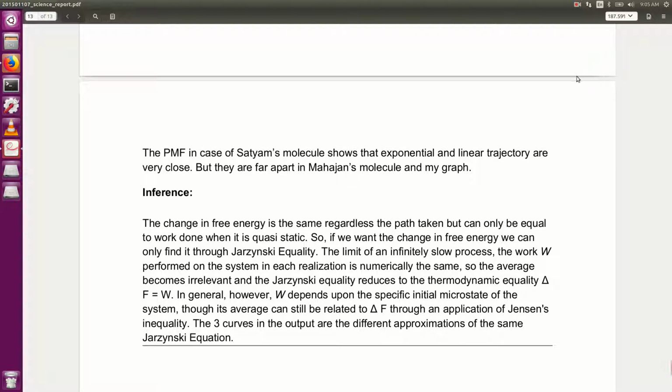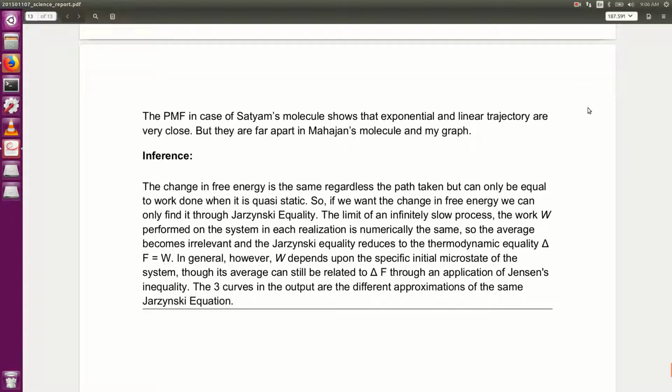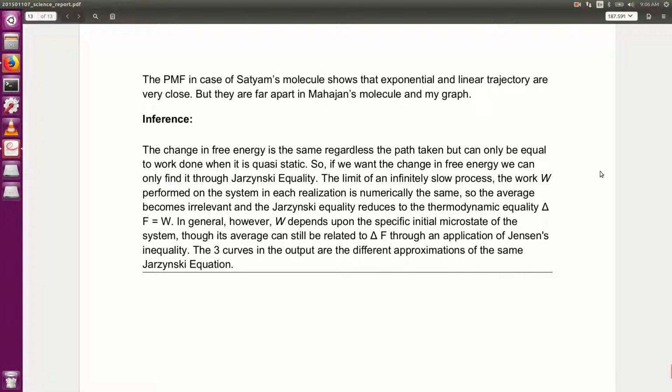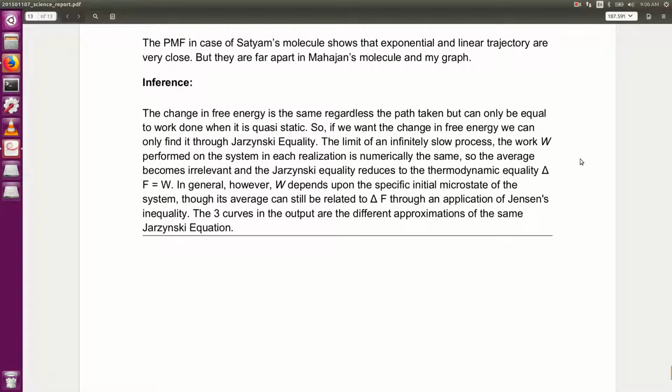The change in free energy is the same regardless of the path taken, but it can only be equal to the work done when the process is quasi-static. So if we want the change in free energy, we can only find it through the Jarzynski equality. In the limit of an infinitely slow process, the work W performed on the system in each realization is numerically the same, so the average becomes irrelevant and the Jarzynski equality reduces to the thermodynamic equality ΔF equal to W. In general, however, W depends upon the specific initial microstate of the system, though its average can still be related to ΔF through an application of Jensen's inequality. The three curves in the output are different approximations of the same Jarzynski equation.